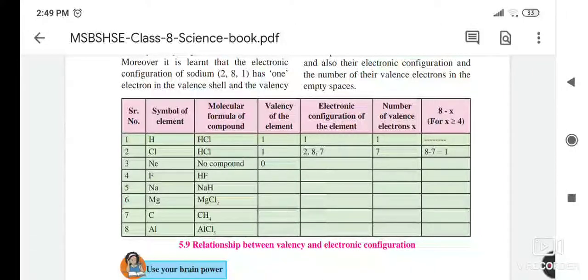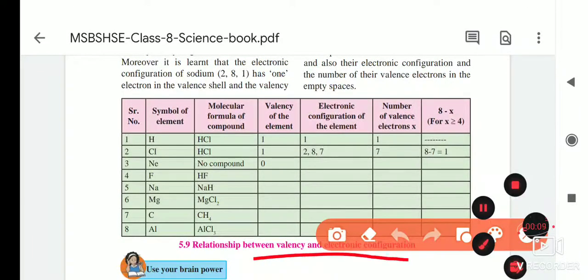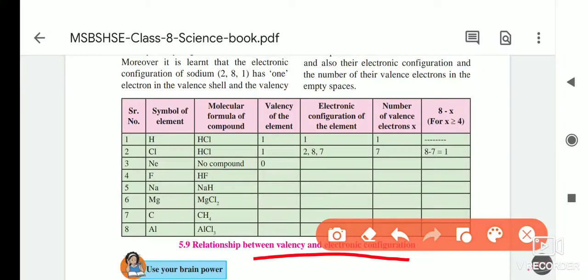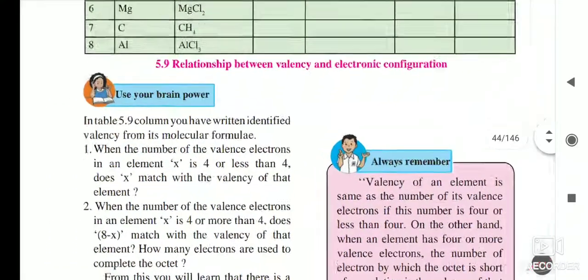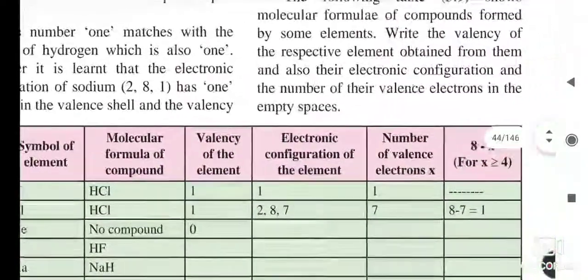Hello children, in this lesson, Inside the Atom, yesterday we completed the relationship between electronic configuration and valency. Today we see the next part, that is the column you have written: identified valency from the molecular formula.